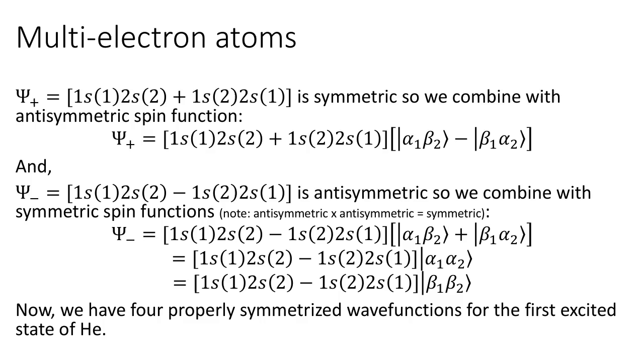That means we get three of them, because we had three symmetric functions, if you recall. We had the positive superposition spin function, which had spin up, spin down. Then we have the one that's both spin up, and the one that's both spin down. So in this case, we have four properly symmetrized wave functions in the first excited state of helium.